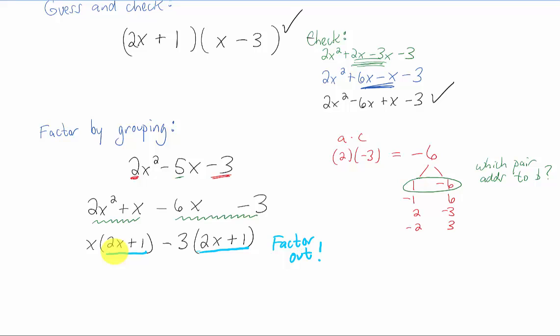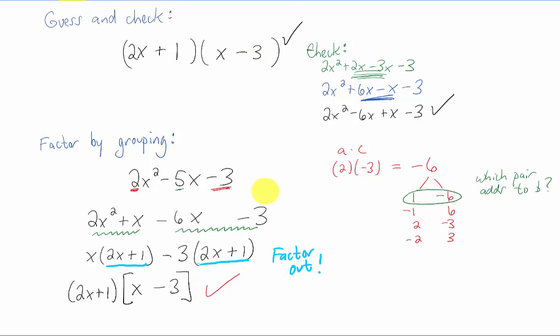And since each term has a factor of 2x plus 1 in it, we can actually factor that out. I'll put it out here. 2x plus 1, we are going to factor out of this term. And when we do that, what we're left with is just an x. If we factor the 2x plus 1 out of this term right here, what we're left with is just a -3. Now look what we ended up with. We ended up with 2x plus 1 times x minus 3, which is the exact same thing that we got by guessing and checking. So that is the correct way to factor the trinomial.